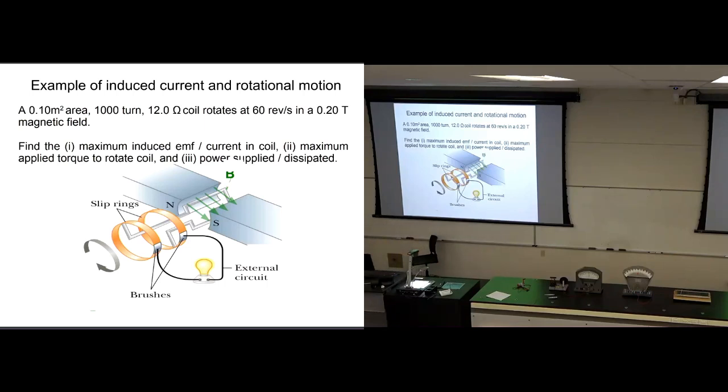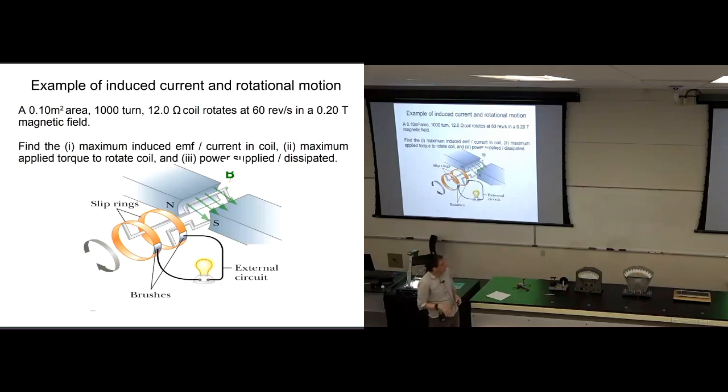Then we're asked to figure out a number of things. That loop of wire, or that coil, as it rotates, has a change in flux through it, so it's going to have an induced EMF, an induced current. As we've been discussing, we're going to calculate that induced EMF, that induced current, by Faraday's law. So that's the first thing. We're going to be applying that special version of Faraday's law for a rotational electrical generator, the NBA omega sine omega t. So that's the first step.